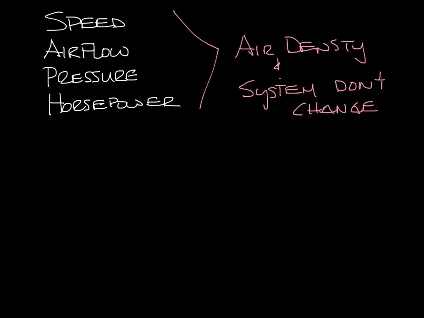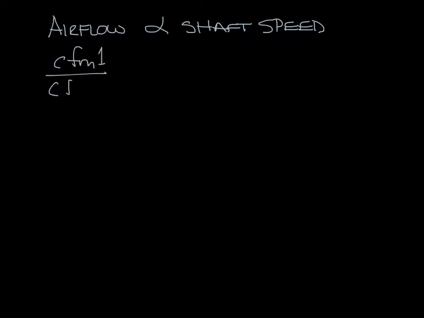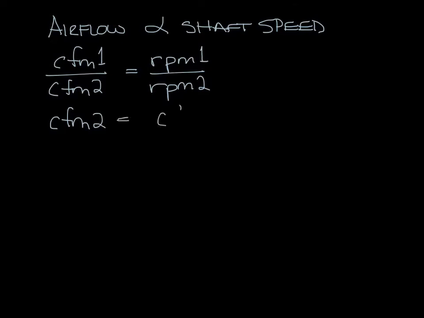So now let's look at the fan laws. Let's move this up out of the way. The first law says that the airflow is proportional to the shaft speed. So as the RPM increases, the airflow will increase as well. The formula looks like this. CFM1 divided by CFM2 equals RPM1 divided by RPM2. So if you know CFM1 and RPM1, and you know RPM2, you can calculate what CFM2 is. So that would be CFM1 times RPM2 divided by RPM1.